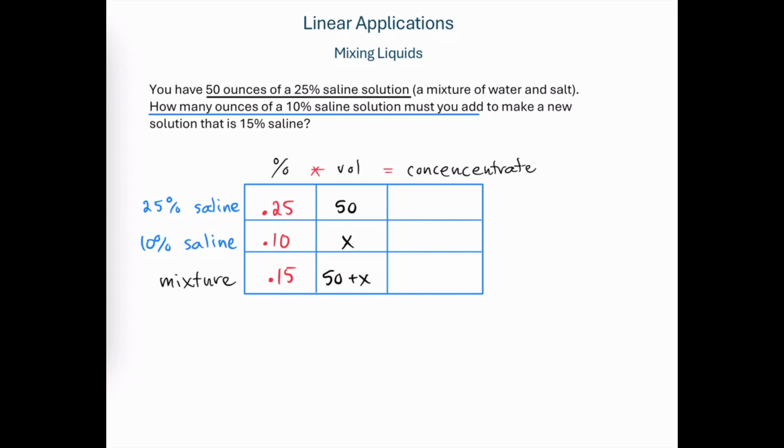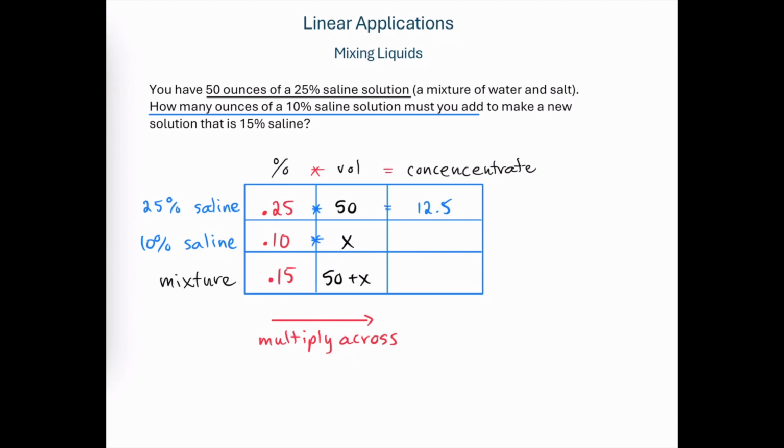Now, as with many of our mixture problems, once we have two columns populated, this is when we want to multiply across to come up with the third column. In the first row, what we see is that we have 25% of, that means multiply, the 50 ounces that are present, 25% of those are the concentrate, which in this case is salt. So we have 12.5 ounces of salt present in that first solution.